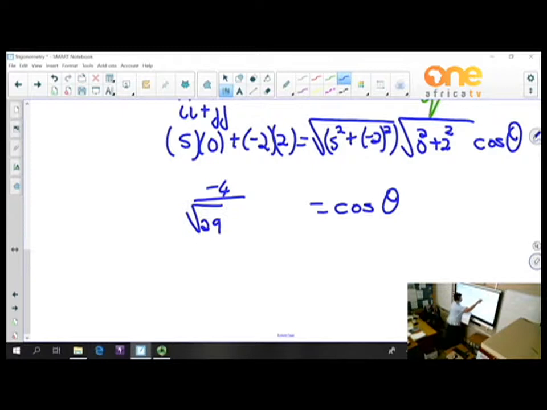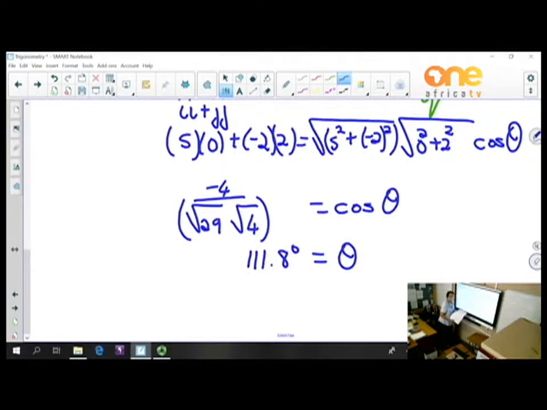So to get rid of it here, I divide with that. And that one is then the square root of 4. Okay. And now to get that angle, you will say negative 4 divided by square root of 29 times square root 4, and then remember to find the angle, it's a second function. So you have to press second function cosine to get the angle there. And this angle is then 111.8 degrees. Try it on your calculator and see if you get the same answer.